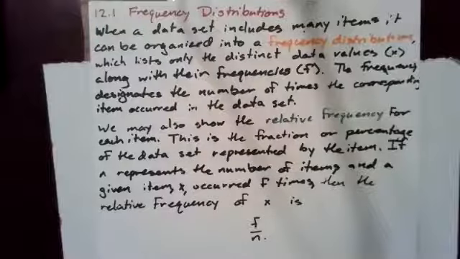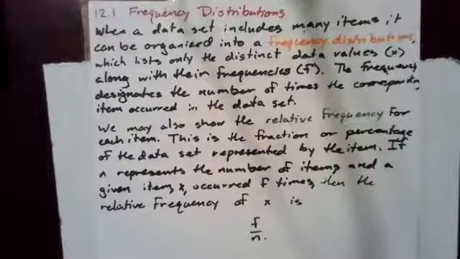In this video, we will discuss frequency distributions. When a data set includes many items, it can be organized into a frequency distribution, which lists only the distinct data values, x, along with their frequencies, f. The frequency designates the number of times the corresponding item occurred in the data set.